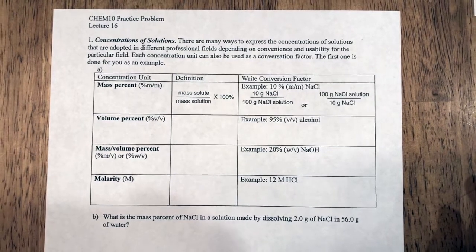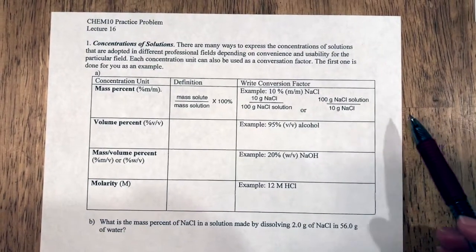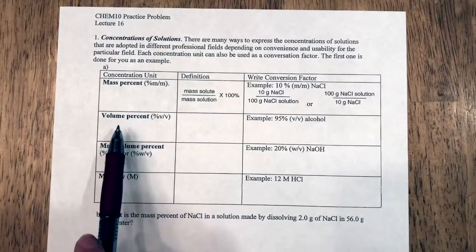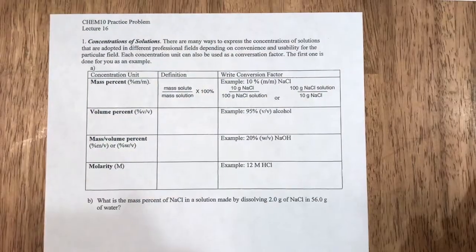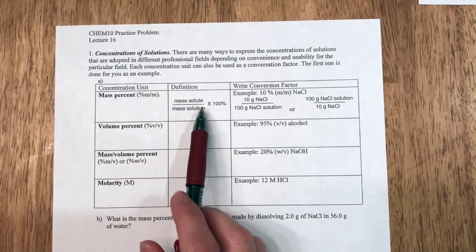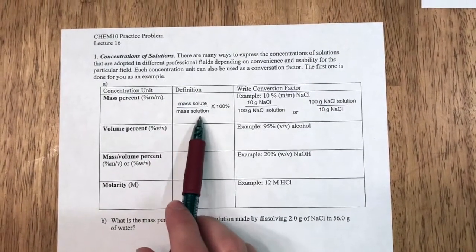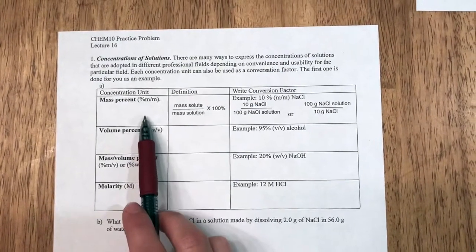This is about concentrations of solutions, and there are four different ways you can represent concentrations: mass percent, volume percent, mass volume percent, and molarity. For mass percent, they already gave it to us. It's just the mass of the solute over the mass of the solution, and then you multiply that by 100% to give you the mass percent.